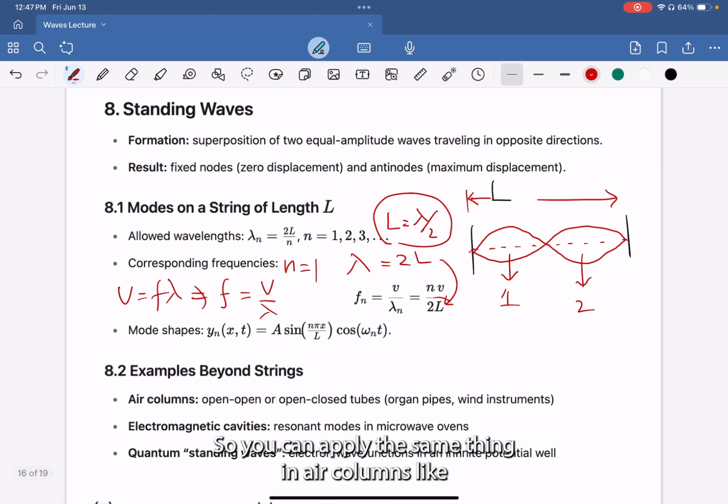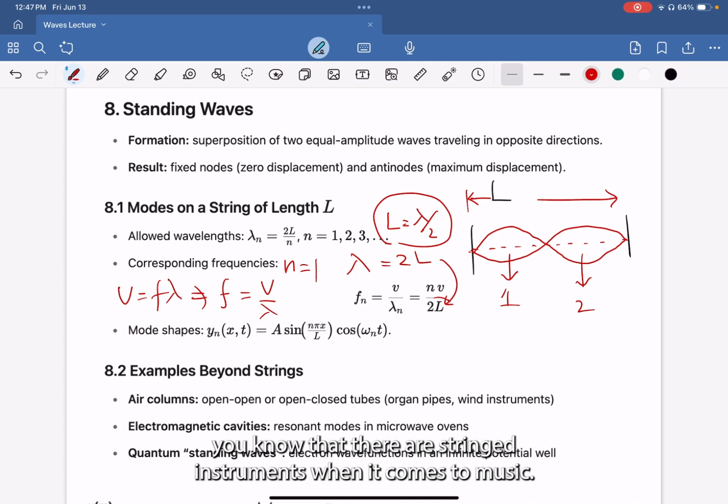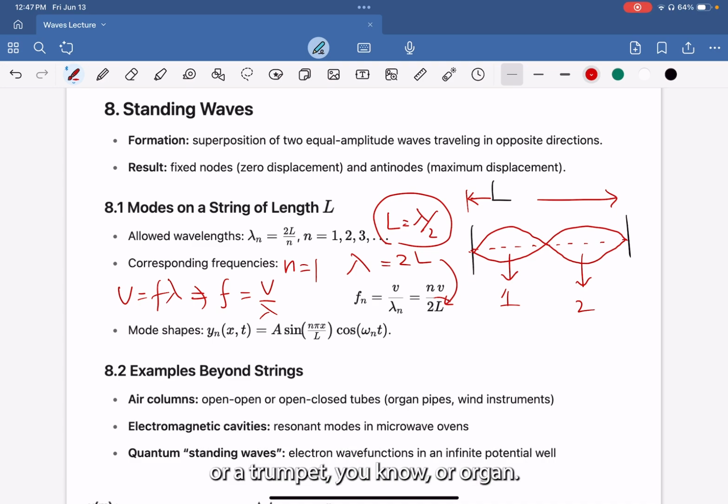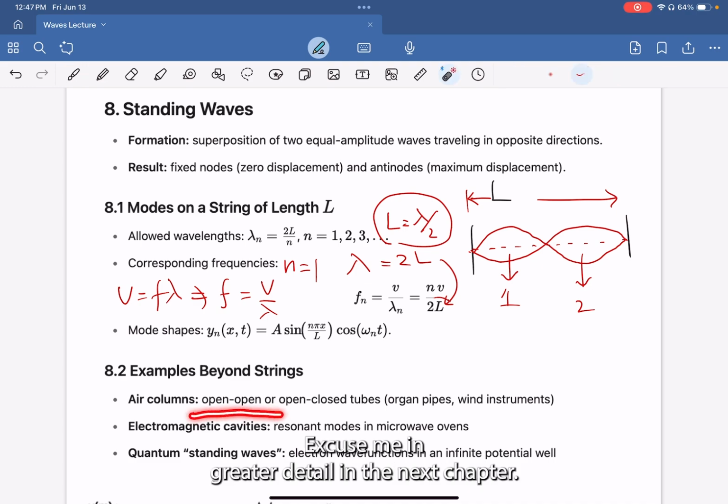So you can apply the same thing in air columns, like, that there are stringed instruments when it comes to music, and then you also have wind instruments, like a flute or a trumpet, or an organ. So, all that air columns are vibrating, but we will look at that in greater detail in the next chapter. Right.